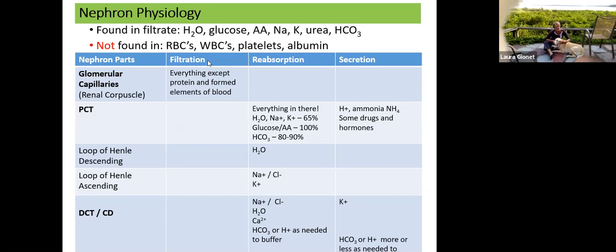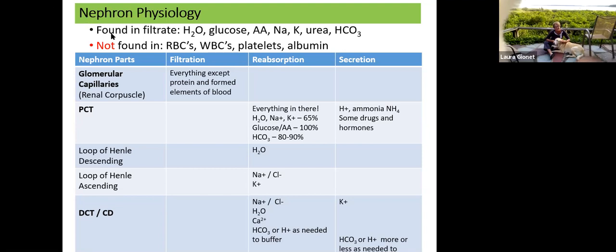Then next to it, on the horizontal axis, I beg your pardon, the processes of urine formation: filtration, reabsorption, and secretion. So we're going to look at where filtration occurs, where reabsorption and secretion occur, and what molecules are being reabsorbed or secreted in that particular area of the nephron?